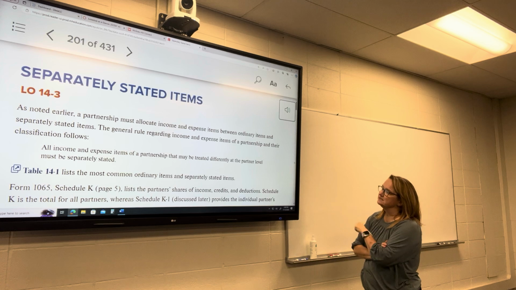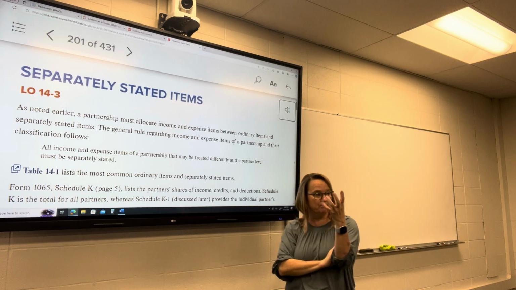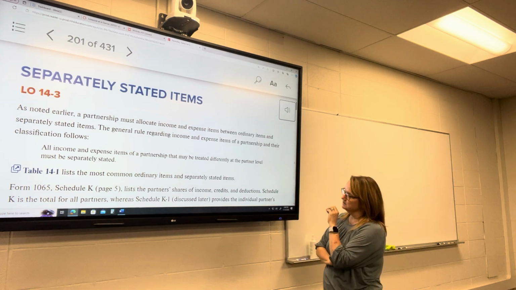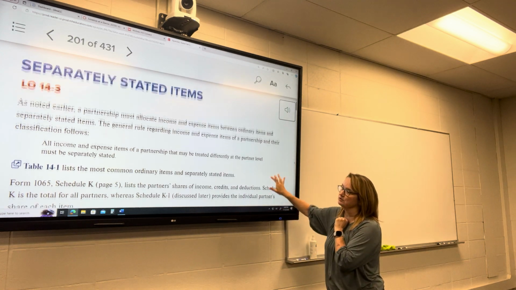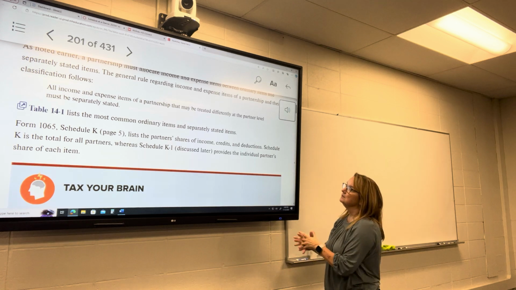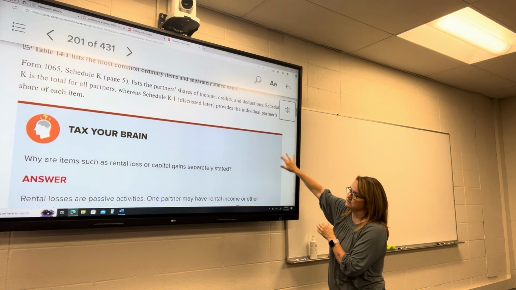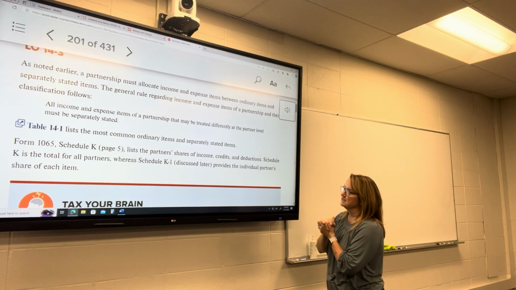All of those items that could be treated differently at the partner level, we've got to pull those out and report them separately so that the partners can report them correctly on their own individual tax return. Most common separately stated items, or I guess that was the list that we just looked at.